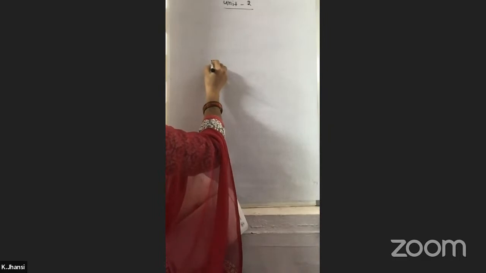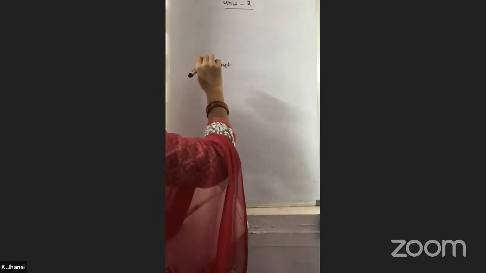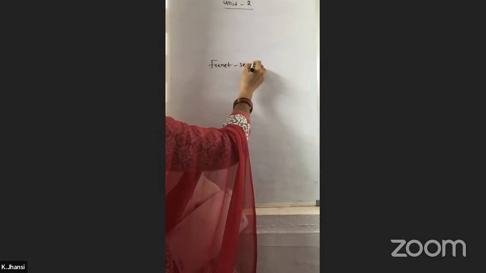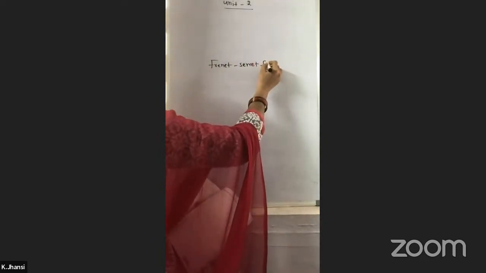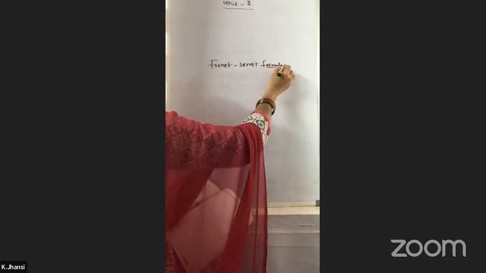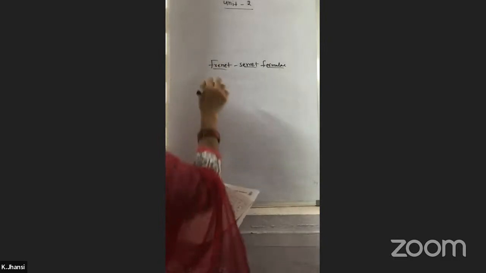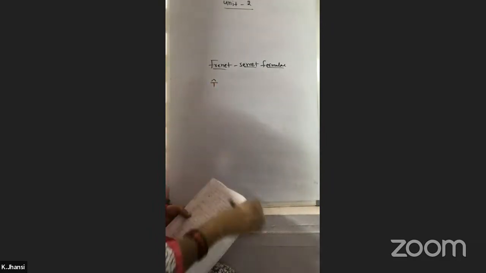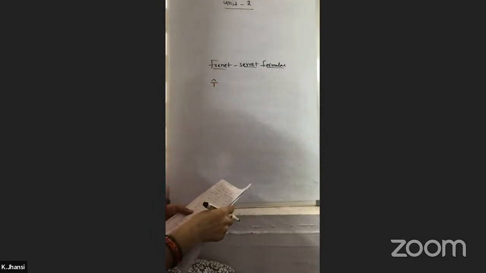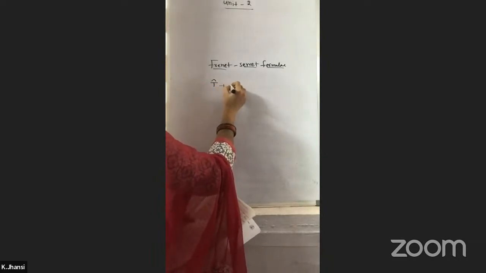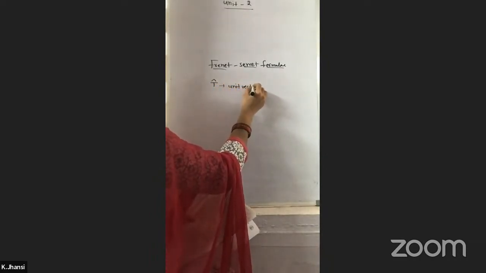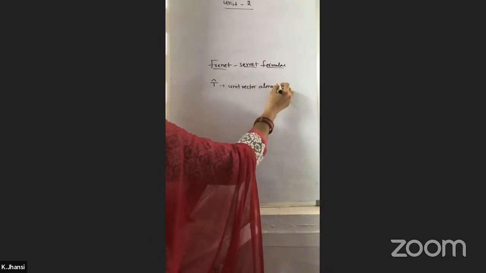So here, whatever the symbols we use, I am writing here. Frenet formula. Okay. On this, the first one is T, capital T. If you put the cap on it, it is a unit vector. T, whatever it is, it is the unit vector along the tangent.